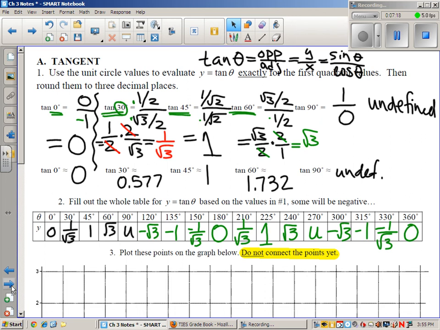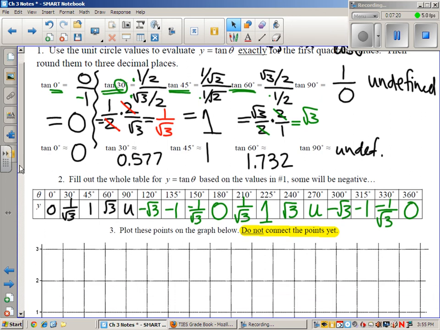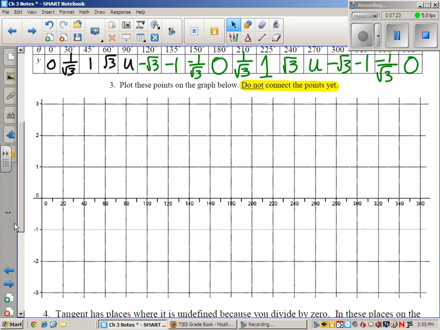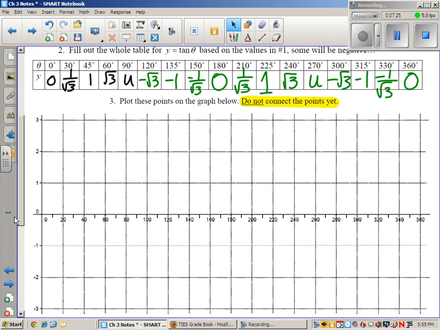So now we have some points that we can actually plot on our graph. Okay. So I'm going to take these and I'm going to plot these points. 0, 0. Okay. 30, we said that's 0.577. So right there-ish. 45 and 1. Okay. 60 and 1.7 something. Right there. At 90, we're undefined, so there's no point on the graph there. When you're undefined, you have no value for the function. So I can't plot anything at 90 yet.